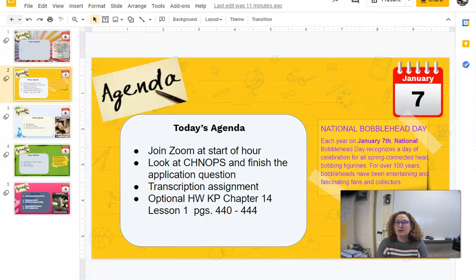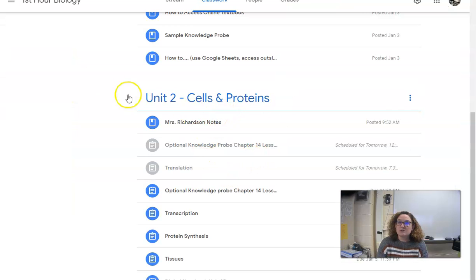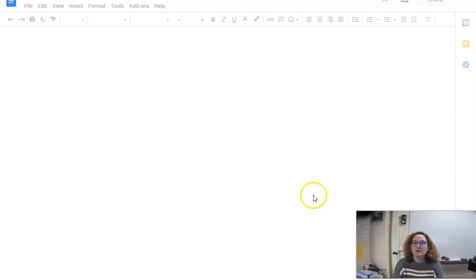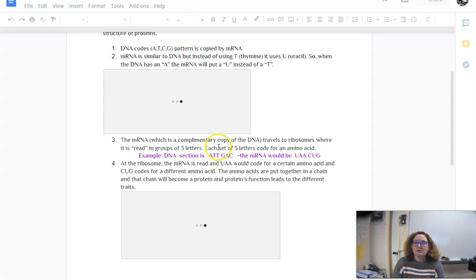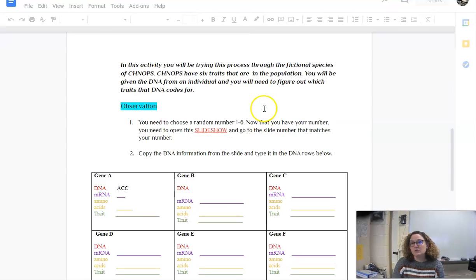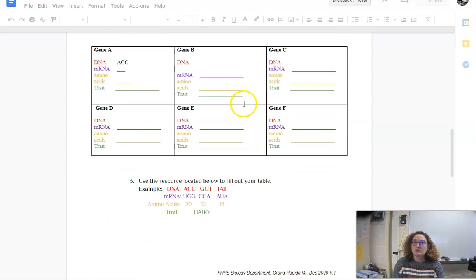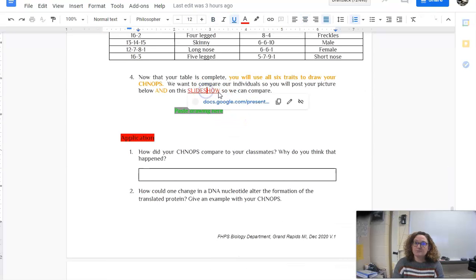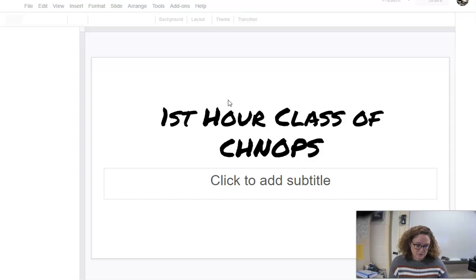So let's take a look at the schnapps. What you'll do is on Google Classroom, you'll look at your protein synthesis. And on that assignment, you have the slideshow where you added your character. So then what you're going to do is take a look at each other's to kind of see what's happening there. Now, as you're doing that, think about why they are the way that they are.